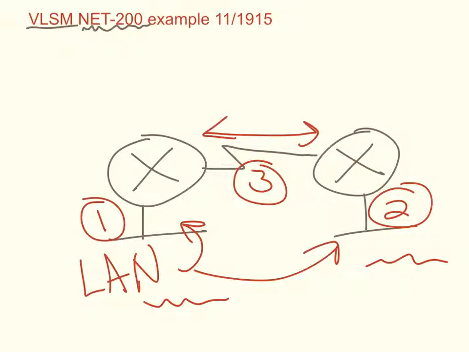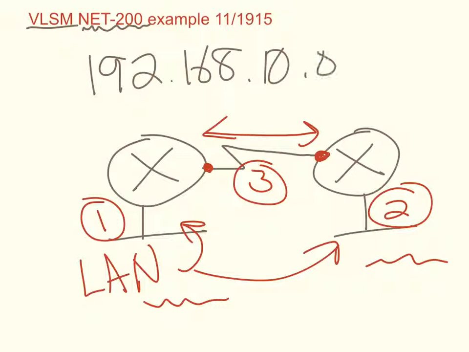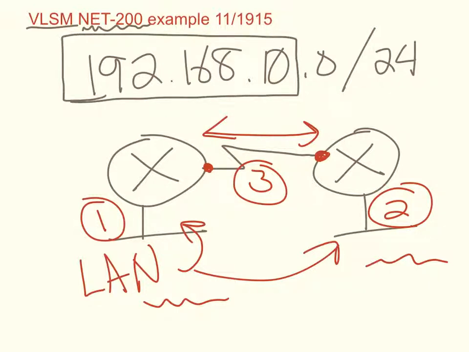Now in this network, we really only need two addresses. We really only need two addresses. So let's say we have this address to work with. 192.168, I'll just make this up, 10.0/24. That's what you have to work with. When given that, we're saying you cannot change anything here.